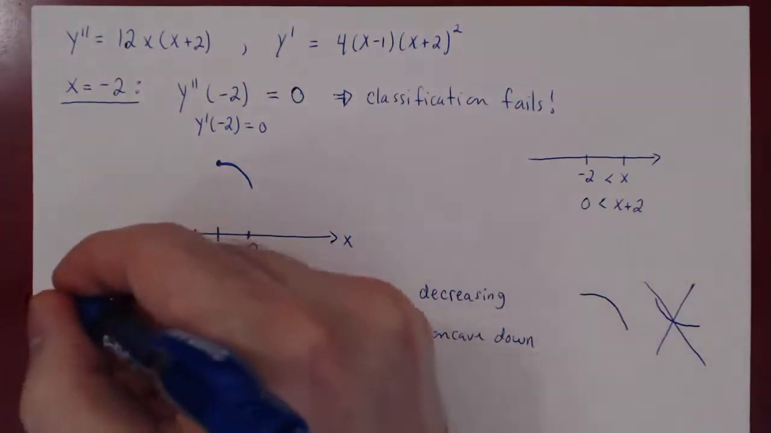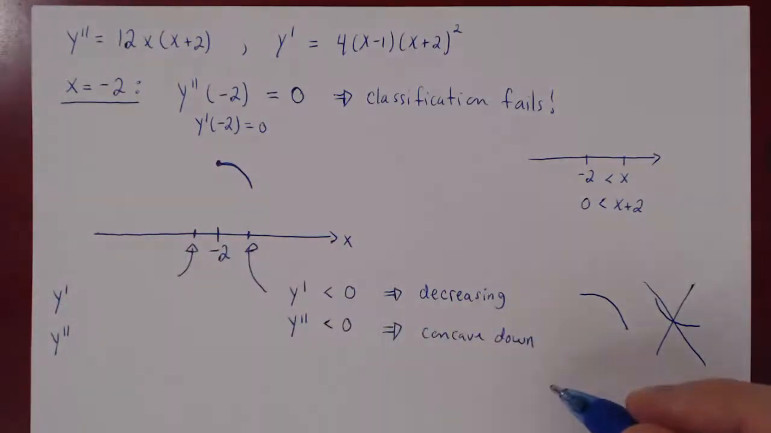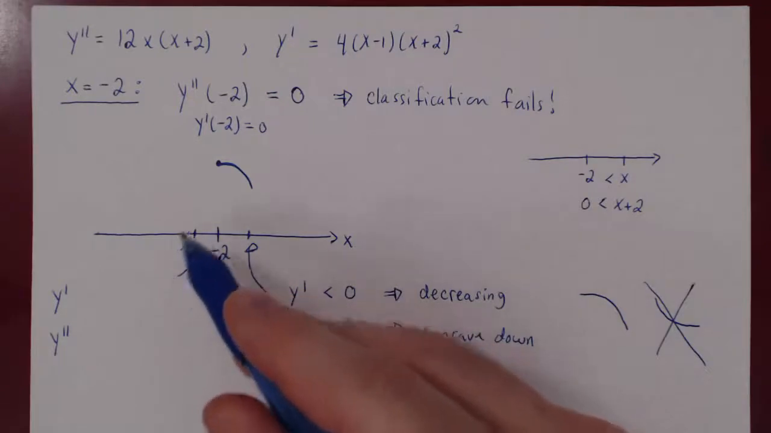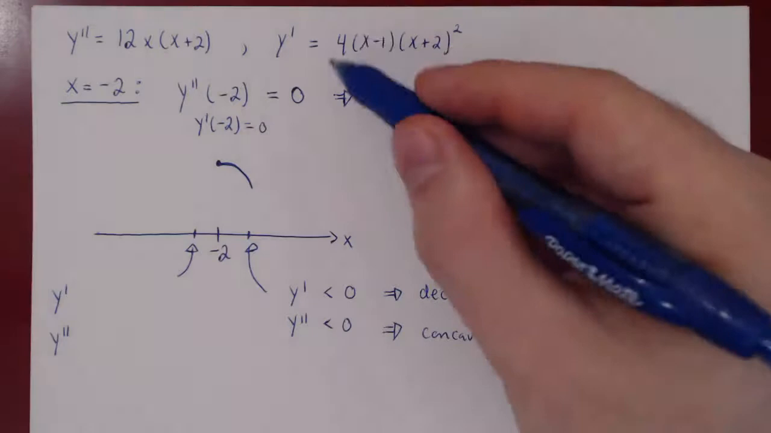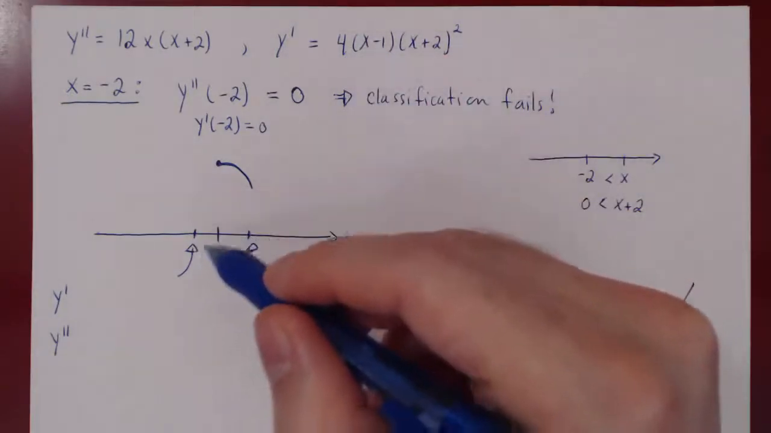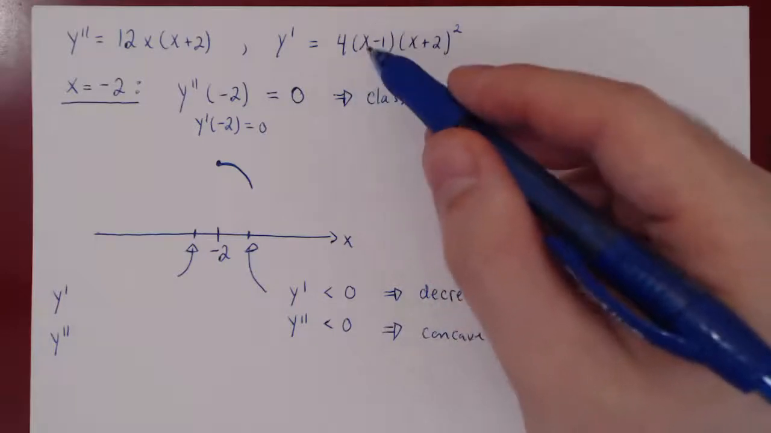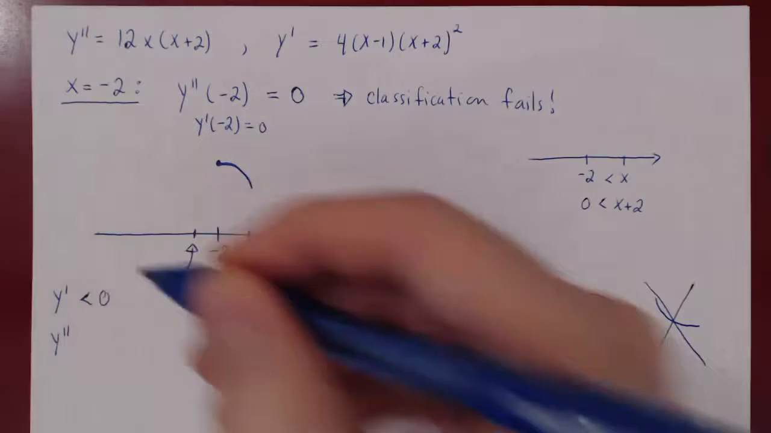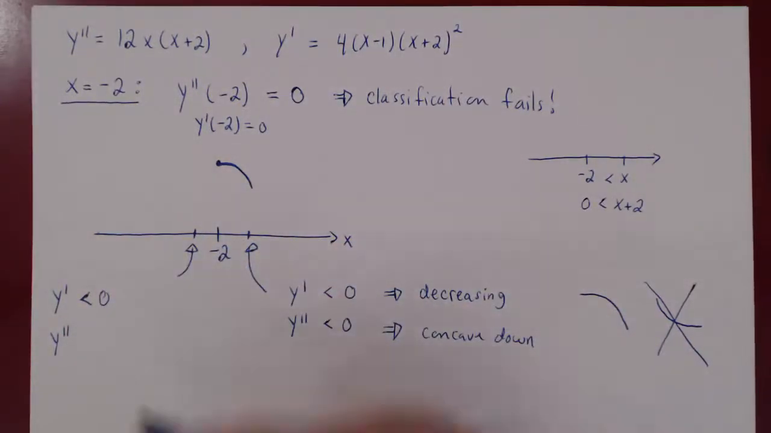So again, we need the sign of the first and second derivative. You have a value of x that is close to negative 2, but to the left. This is a square, always positive. 4 is always positive. X is very close to negative 2, so this is very close to negative 3. So you have a positive times a negative times a positive. The result is negative. Therefore, to the left of negative 2, the curve is decreasing.